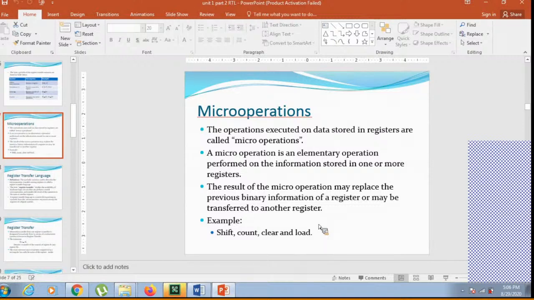Different examples for micro operations are shift, continue, load and so on. What are the shift operation, continue operation?